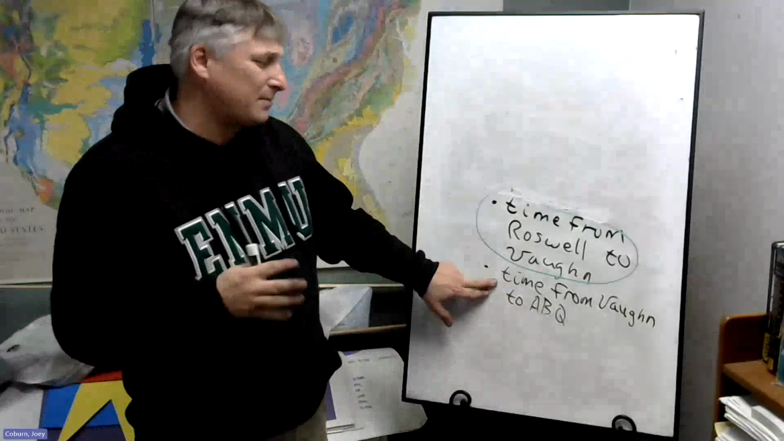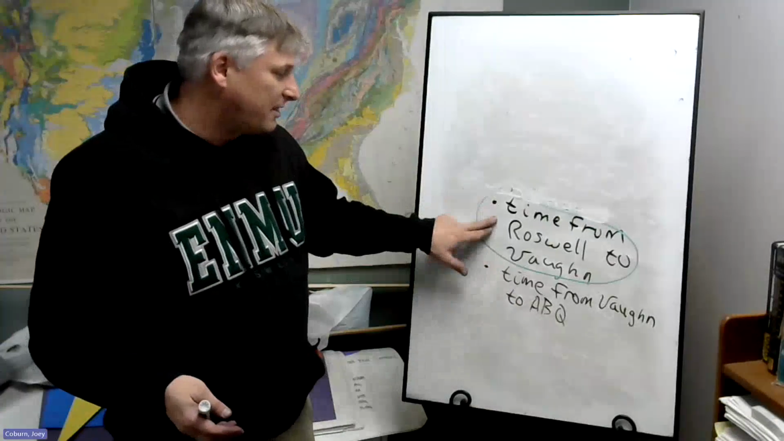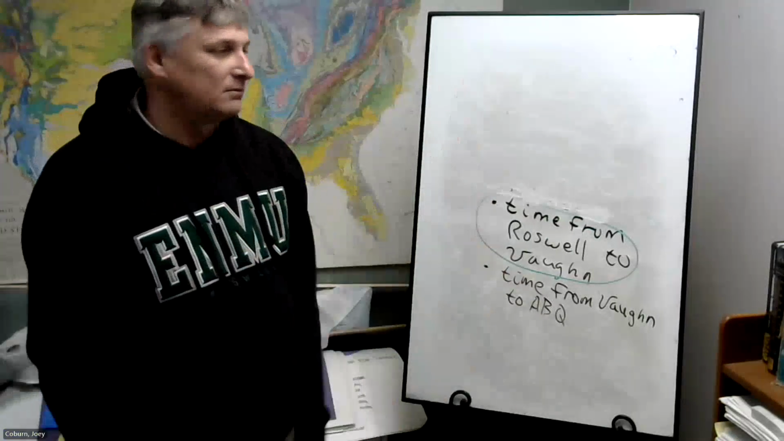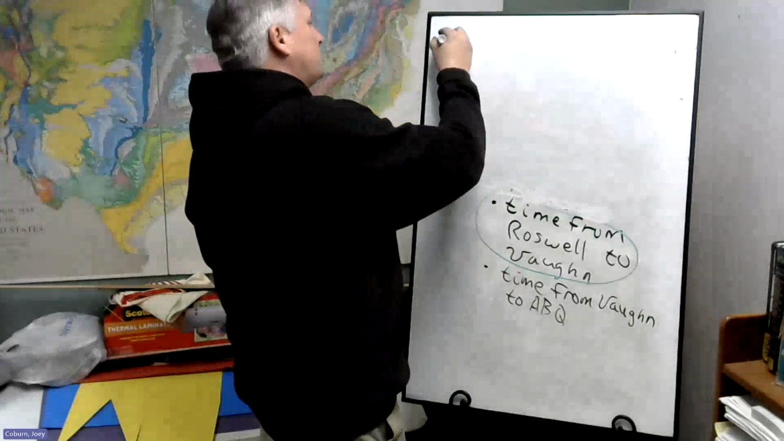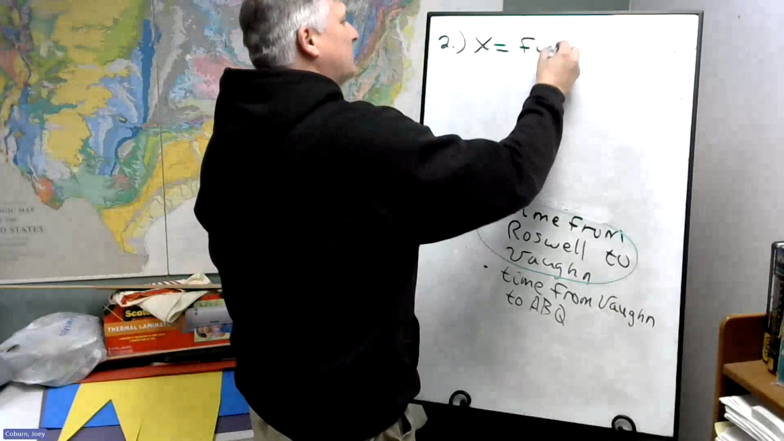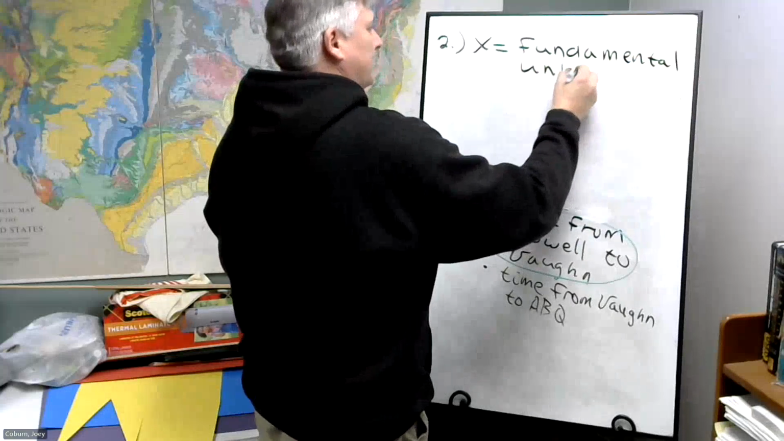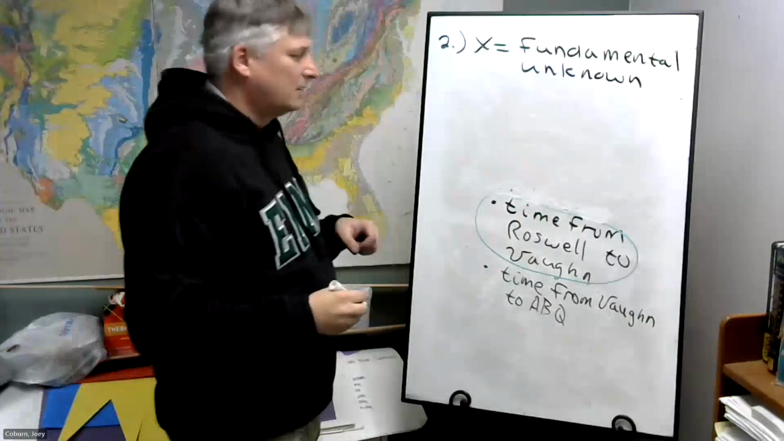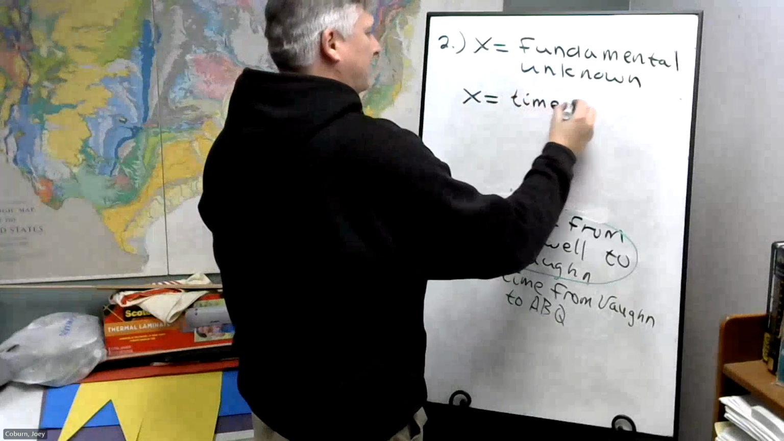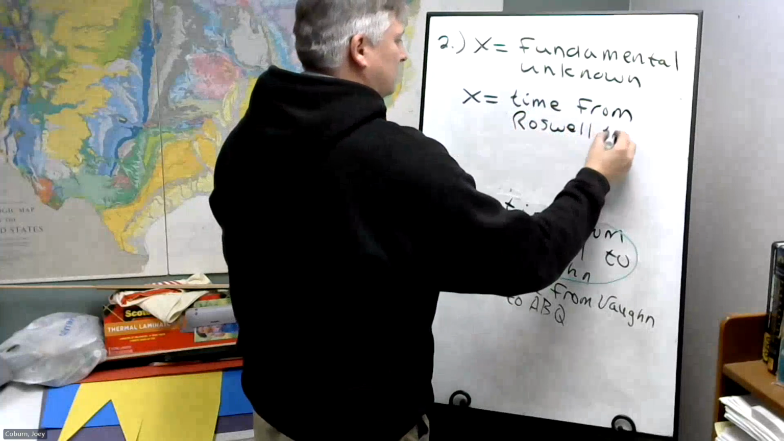This one, we know a little something about it. Even though we weren't given a number, we know something. It's twice that. The time here is twice as long as that. So this one, no clue. So what we do in step 2 is we let the x equal the fundamental unknown. So for us, x is the time Roswell to Vaughn.